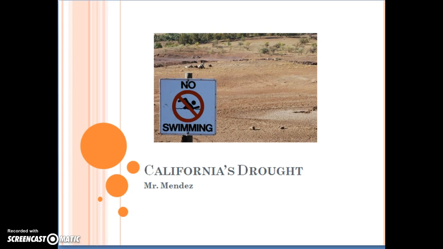For example, this very first picture that we see right now, it's a no swimming sign, and obviously there's no water in the back of it, right? That tells you that there used to be a lake here, a little river, a little stream, something. But what happened? It all dried up because of the drought.